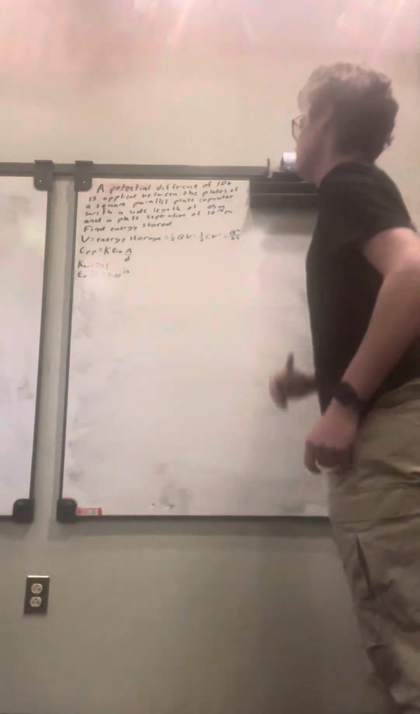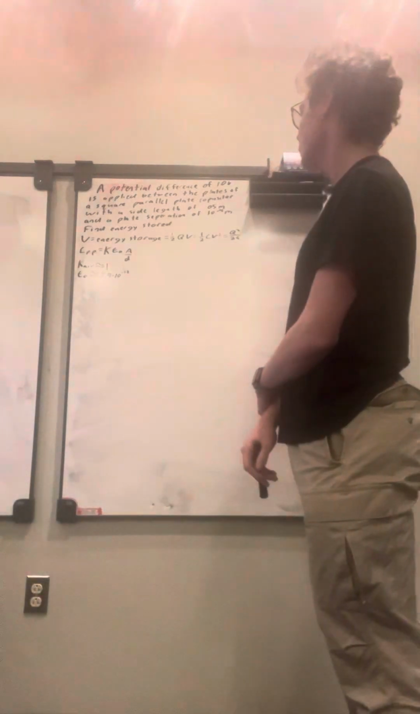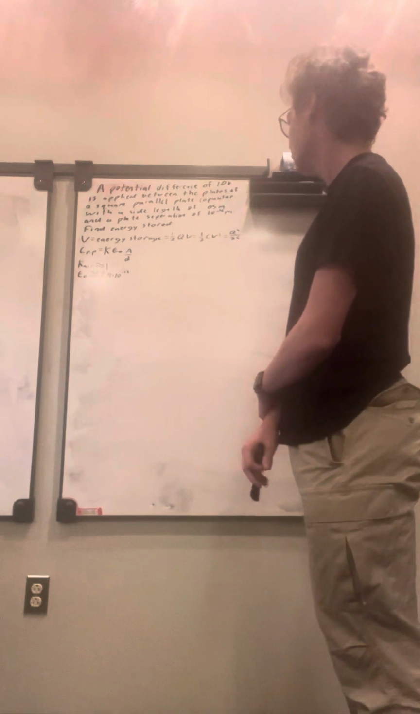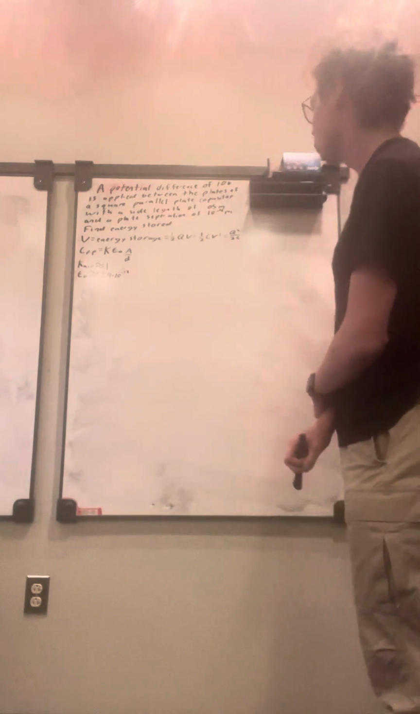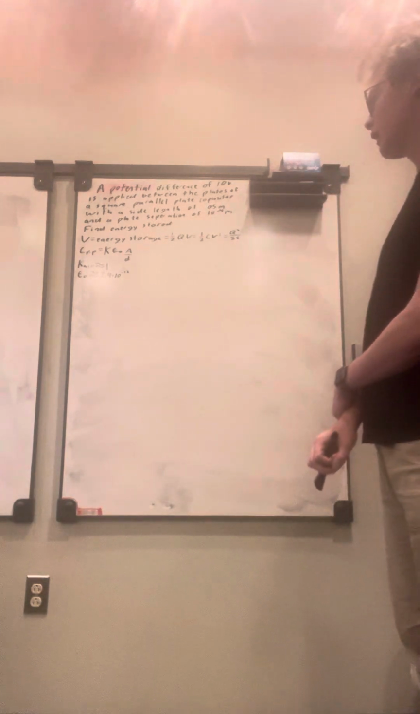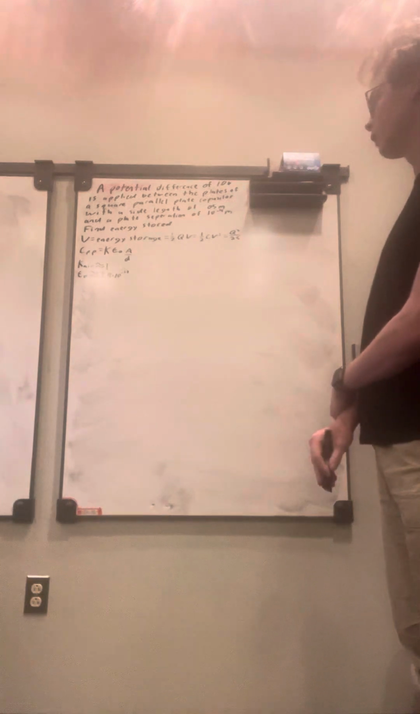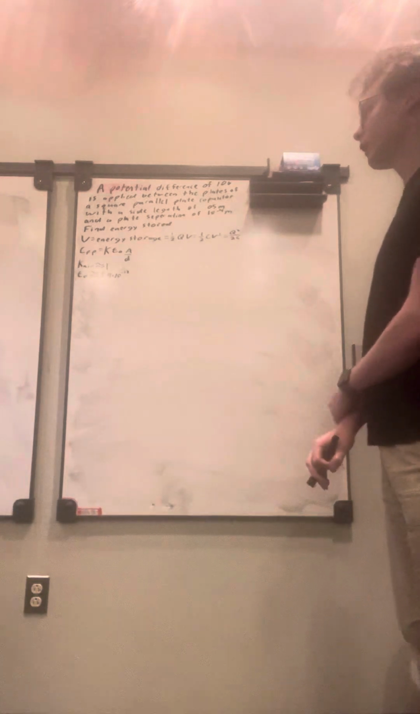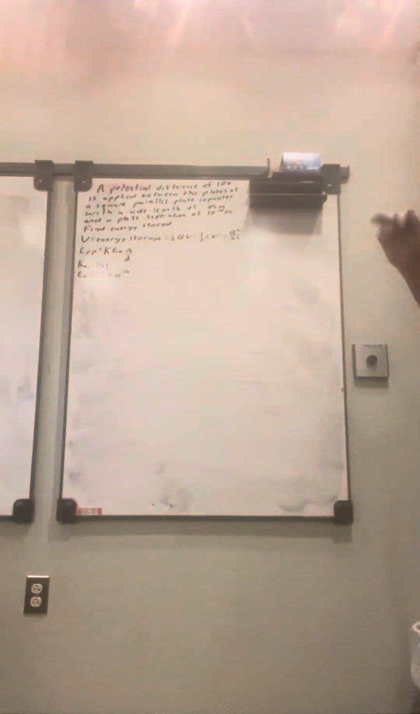A potential difference of 10 volts is applied between the plates of a square parallel plate capacitor with a side length of 0.05 meters and a plate separation of 10 to the negative fourth meters. Find the energy stored. So here's what we know.